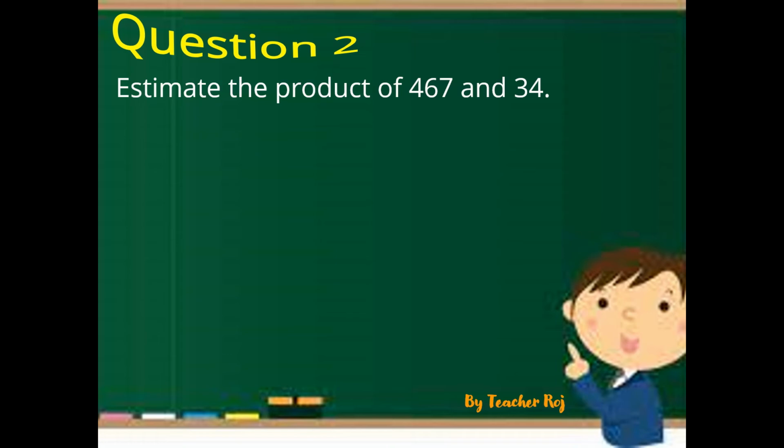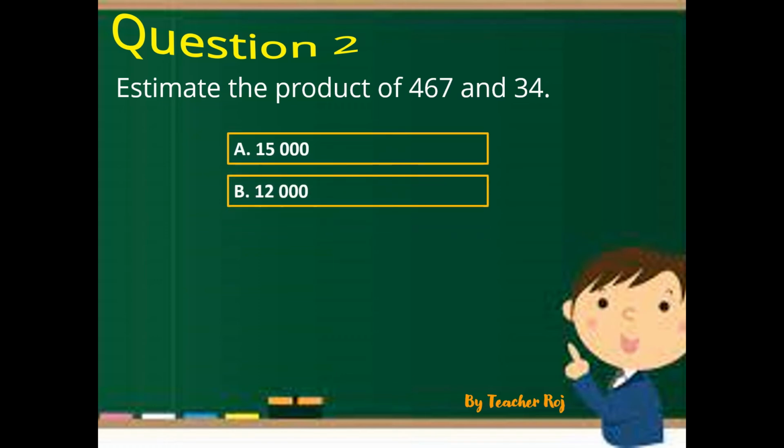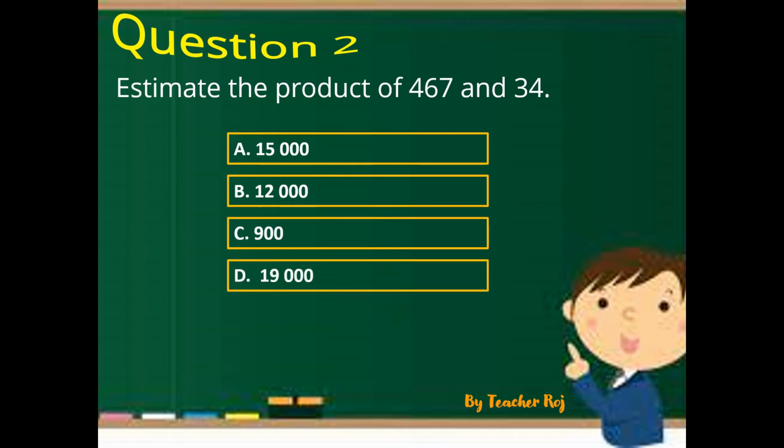Estimate the product of 467 and 34. A. 15,000. B. 12,000. C. 900. D. 19,000. Okay, anong sagot? Yes, that's letter A. Ang bilis, di ba? Madali lang yan eh. Titingnan mo lang yung number.